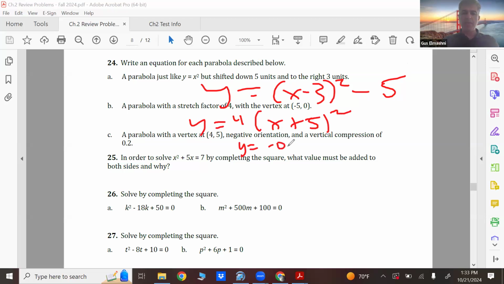I want negative 0.2 because it's flipped. (x - 4) squared plus 5. There you go. That's what you gotta do. So there's a question like that for sure on the test.